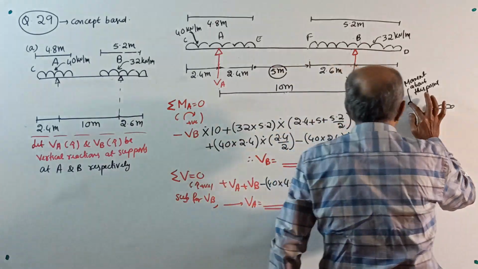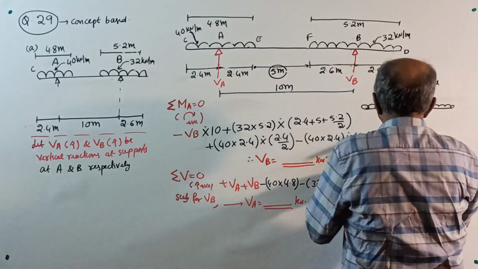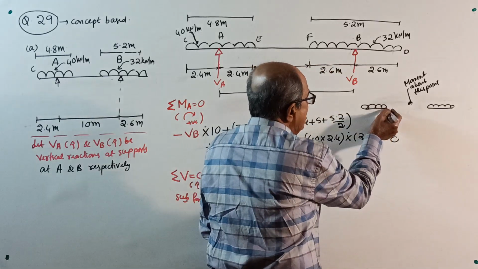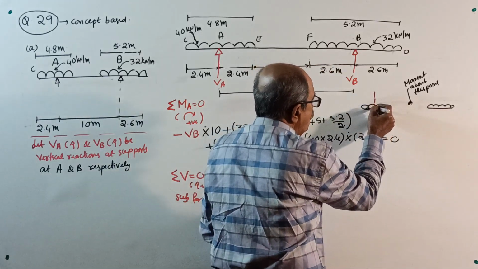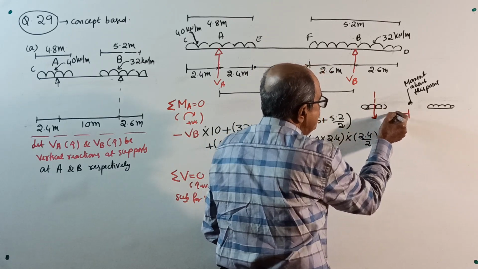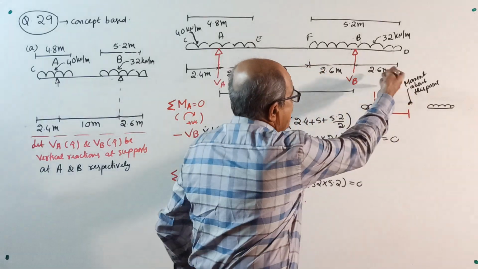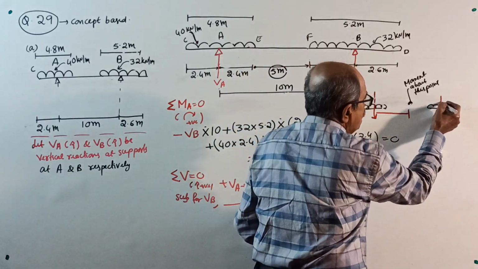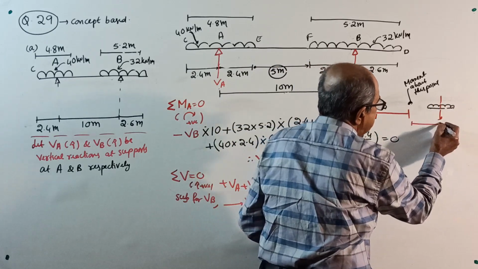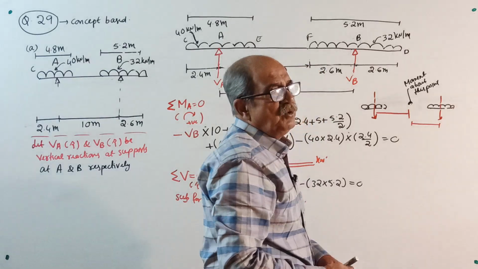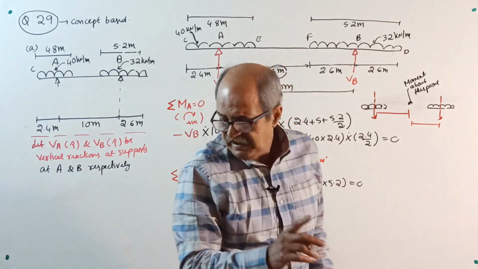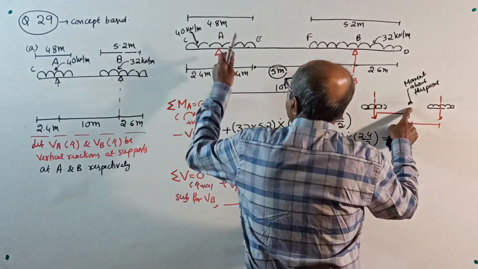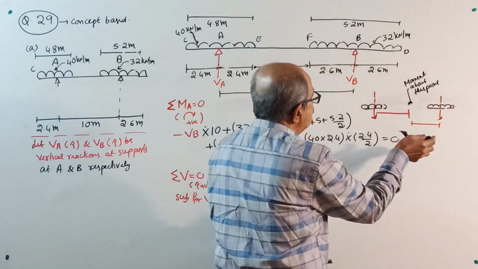Then there is no difficulty, because for moment about this point, intensity into loaded length is the total load, into this distance, anti-clockwise. Here, intensity of load into this length will give the total load, into this distance, clockwise. Therefore, again there is no problem. This point can be any point. It can be A or B. Don't write any name for this one.